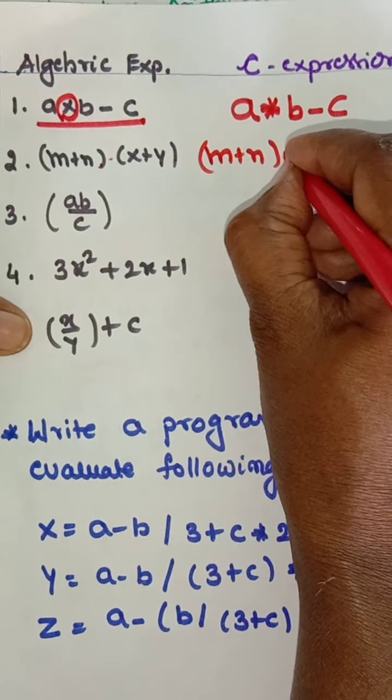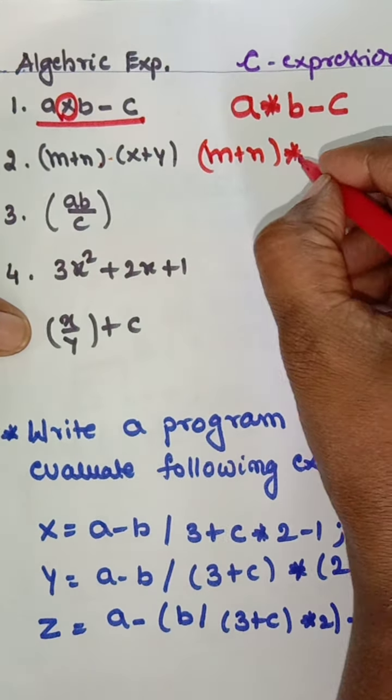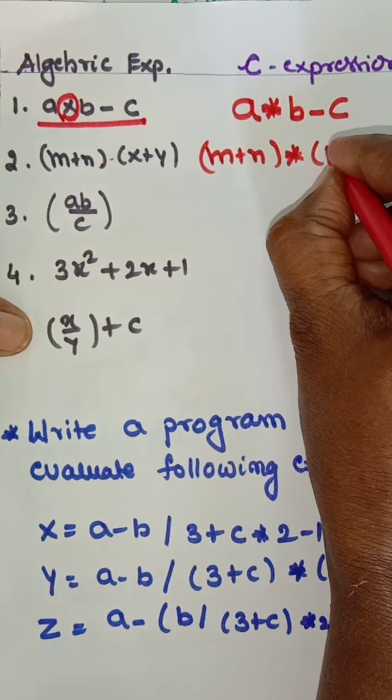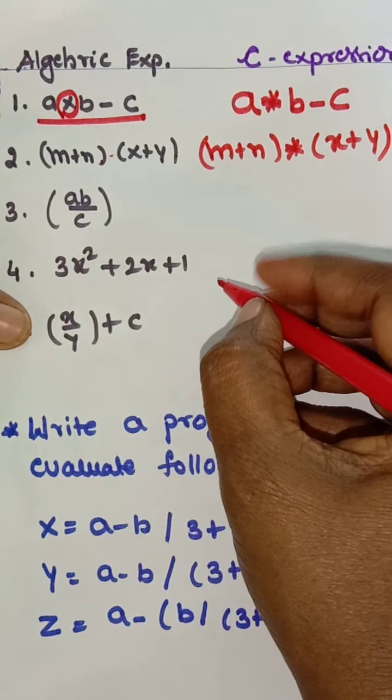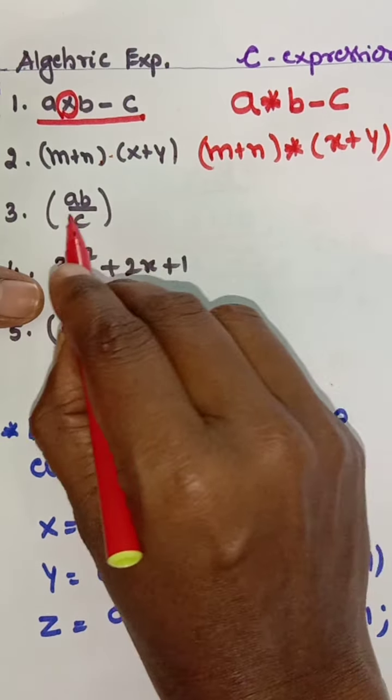Multiplication dot is not accepted in the C language. You have to take the asterisk: x asterisk y. Okay. Next, how are you going to write this one?